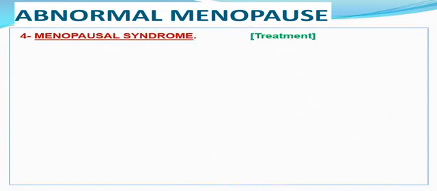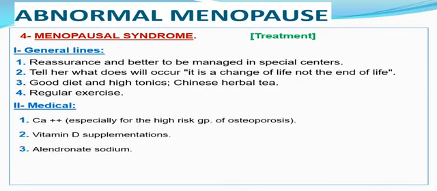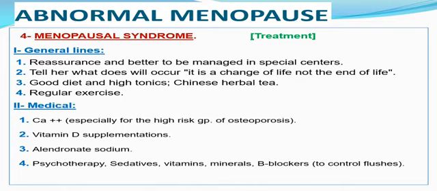Before discussing the treatment of menopausal syndrome or artificial menopause or premature menopause, remember the definition of menopause, the normal age of menopause, factors affecting menopause, types of menopause, and the normal changes occurring at menopause. Now, for treating menopausal syndrome or premature menopause or artificial menopause, there may be general lines of treatment, medical lines of treatment, or hormonal lines of treatment.